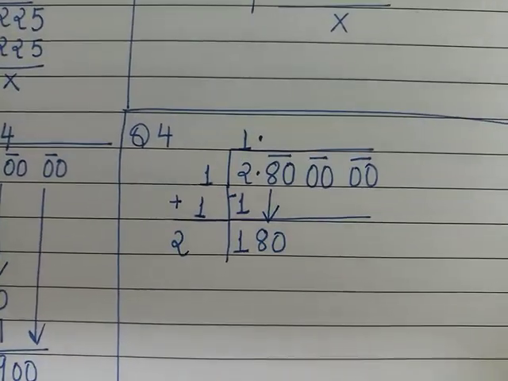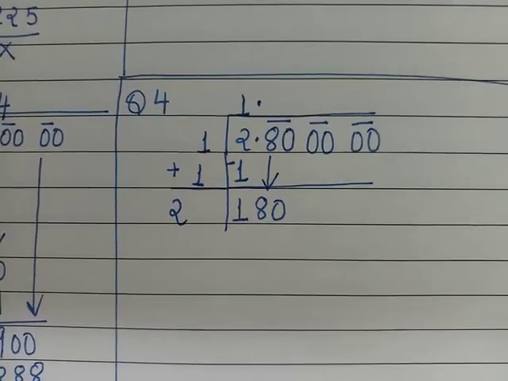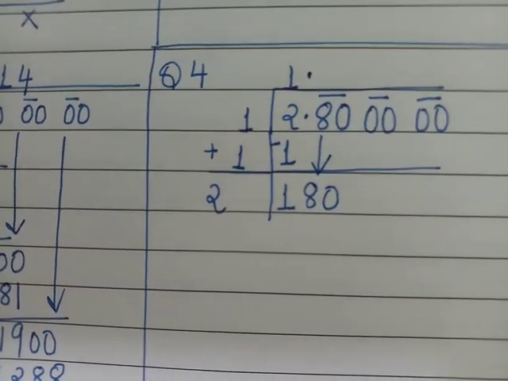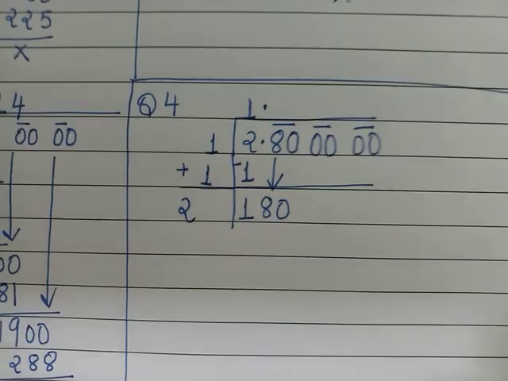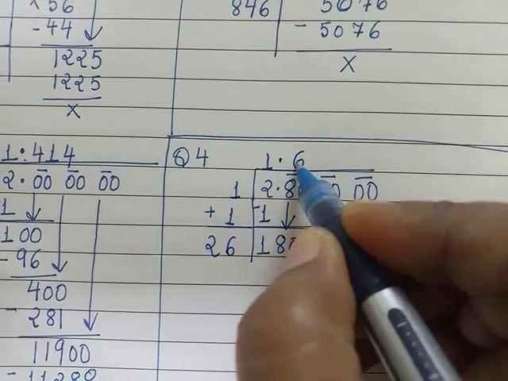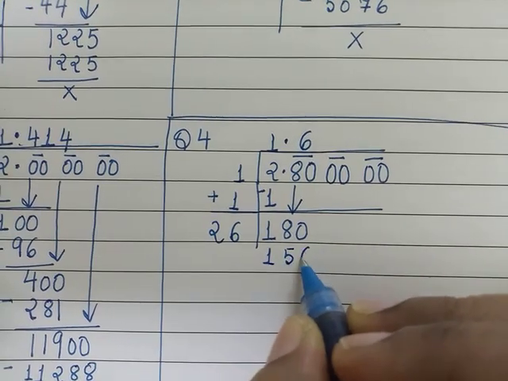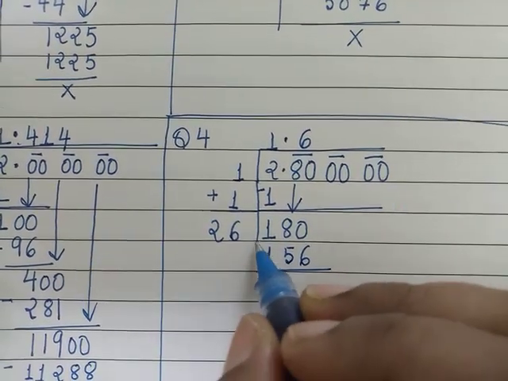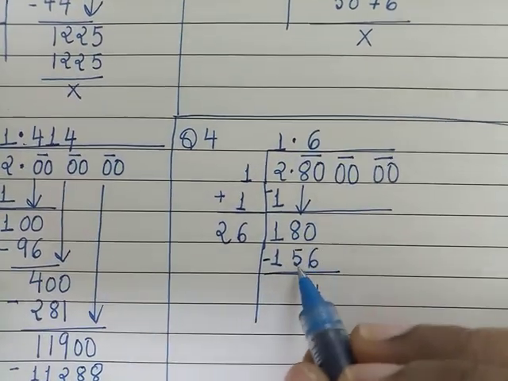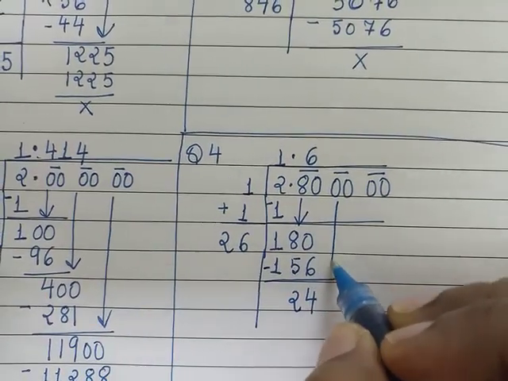Now we have to affix any one number in front of 2, so we reach closest to 180. See, 25 into 5 will give you 125. That is again far away. So if I affix 6 here, it becomes 26. 26 into 6 will give you 156. If you affix 7, it will get greater. Now we subtract it. 10 minus 6 will give you 4. 7 minus 5 will give you 2. So we copy down the next period.